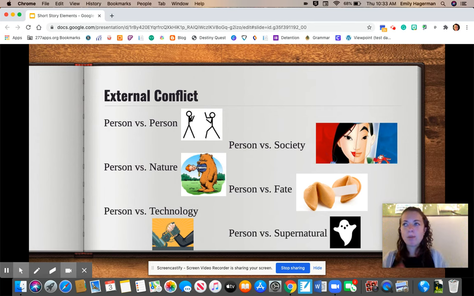Person versus nature. Think about Bear Grylls, how he's always going out into nature to try to do all this survival stuff, and nature is constantly trying to kill him. Or just a bear could come out of nowhere and try to run you down and eat you. That is person versus nature. The next one is person versus technology.